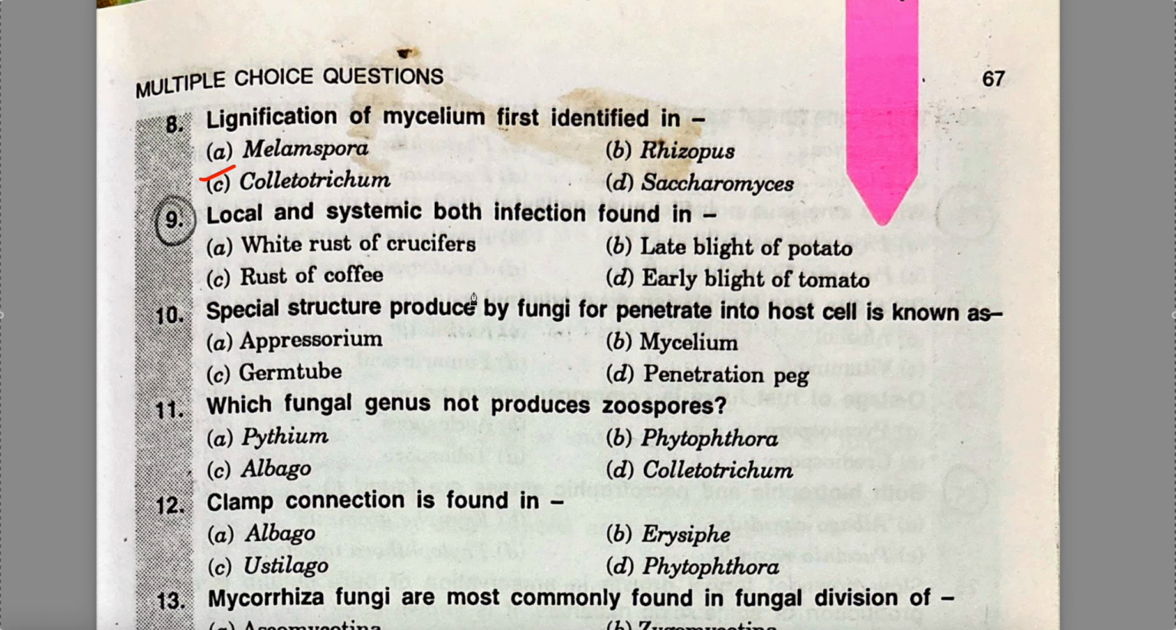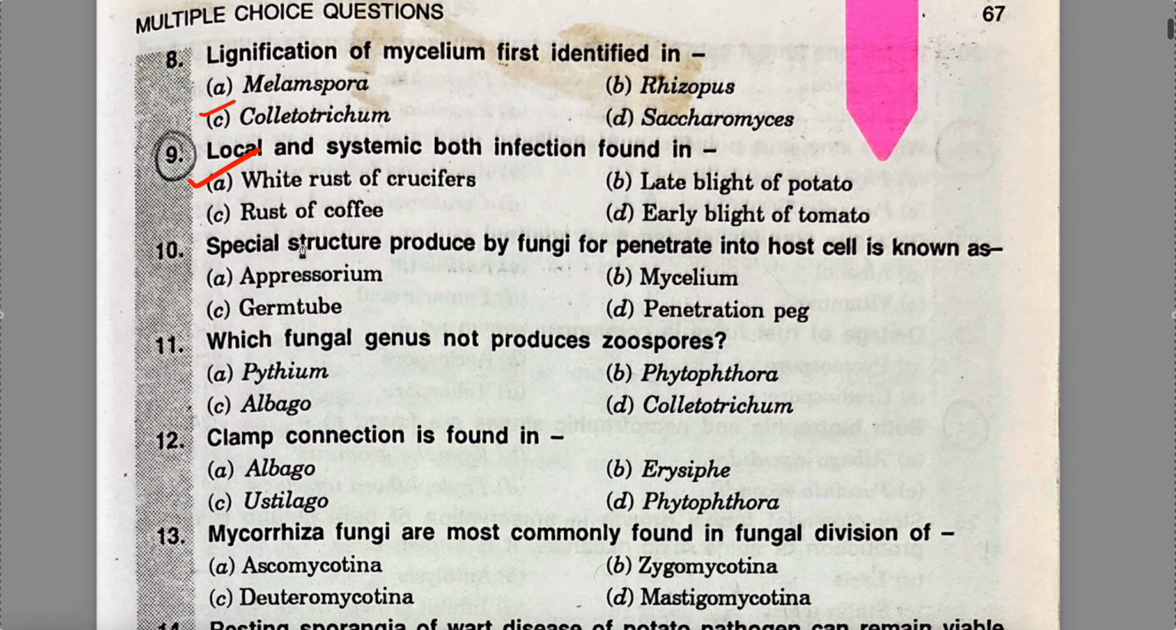Question 9. Local and systemic both infection found in white rust of crucifer, late blight of potato, rust of coffee or is it early blight of tomato? Yes, it's option A, white rust of crucifer. Question 10. Special structure produced by fungi to penetrate into host cell is known as appressorium, mycelium, germ tube or penetration peg. Right, with the question itself, we can understand the answer will be penetration peg.